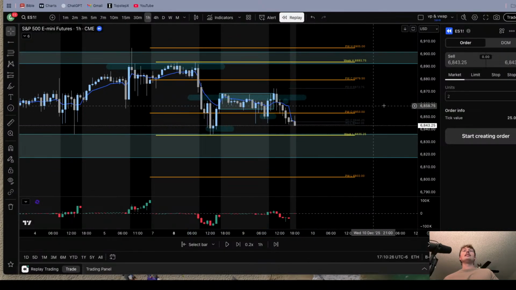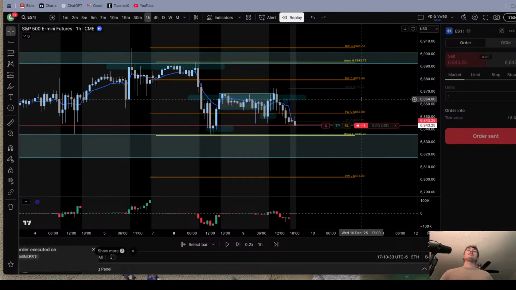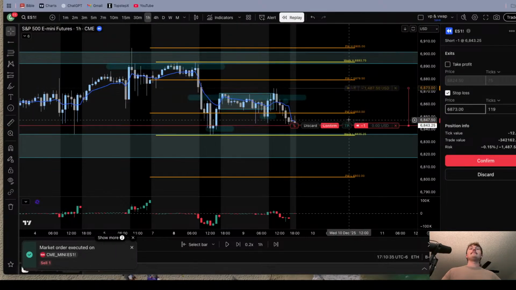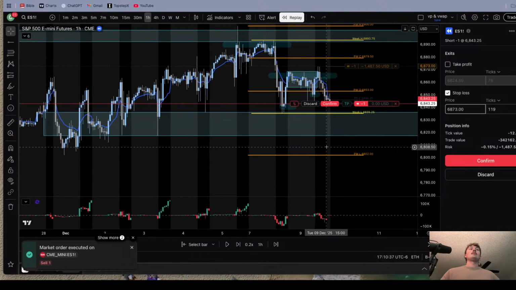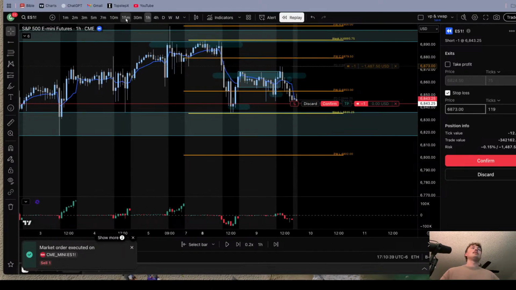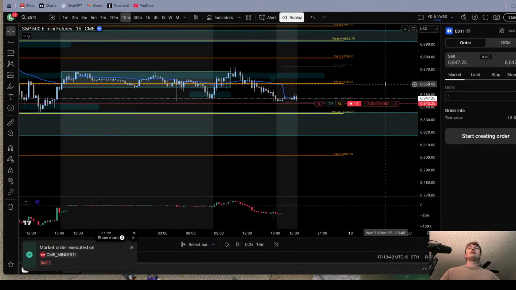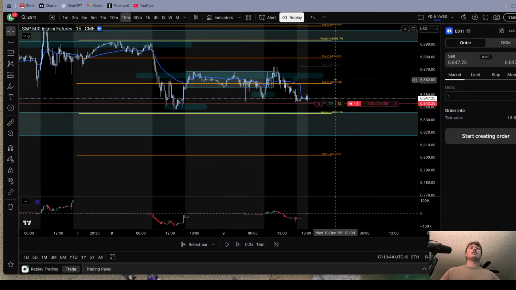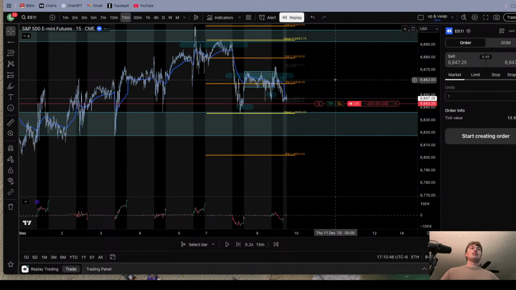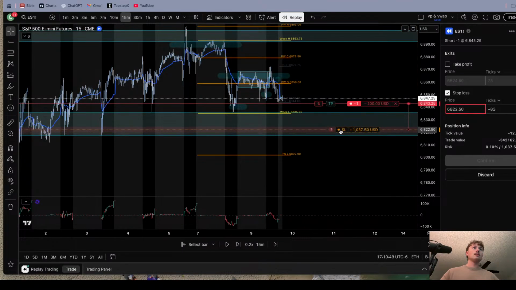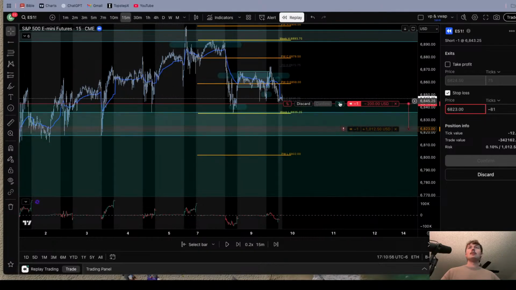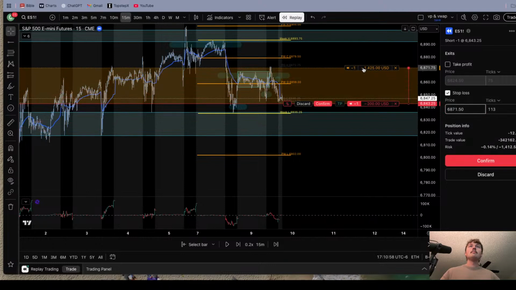So like this right here, I may even enter, what time is it, 6? Yeah. Let's enter 1 short. And our stop will be up here. And our TP will be this down here. Wait, where did our stop loss go? Oh, this is stop. Oops.